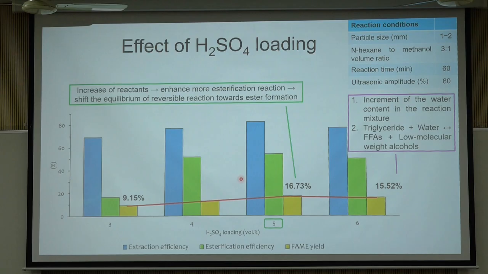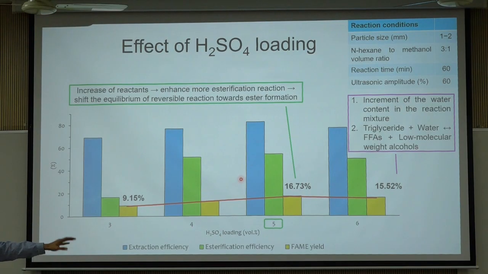if we prolong the reaction time, the esterification and transesterification process is a reversible process. You know, a reversible process. It can go backward as well. Okay, then until here, before that, 5% is the optimum. We can get the FAME yield at 16.73%. So throughout the process, water will be produced as a byproduct. In the esterification and transesterification process, water will be produced as a byproduct. Water will cause the acid value to increase as well.